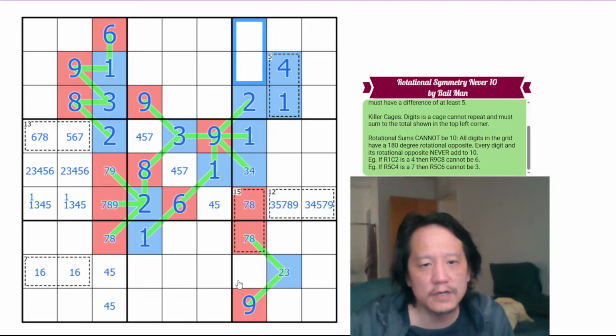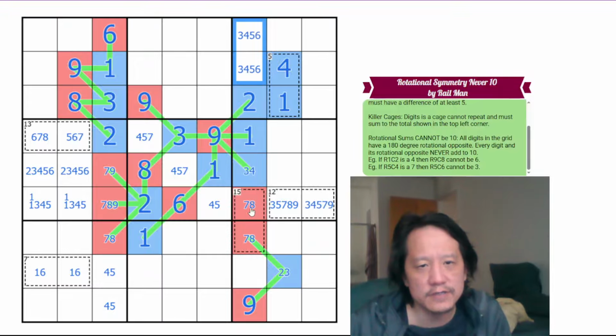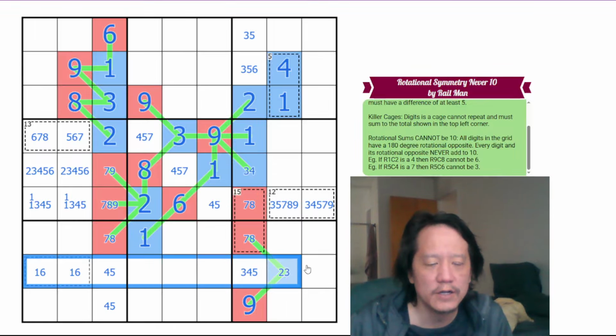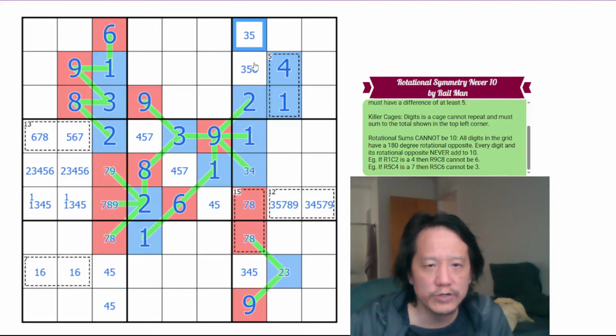Remaining digits in column 7 are 3, 4, 5, and 6. But 6 cannot be here. 4 can't be here. 6 can't be here because of 6 in the row. 4 can't be here because 4 in the box. 6 can't be here because of the 1, 6 pair in row 8. So where's 6 possible in column 7? It has to be here.